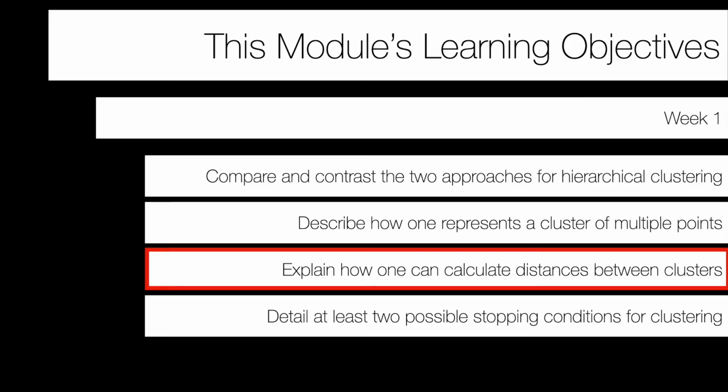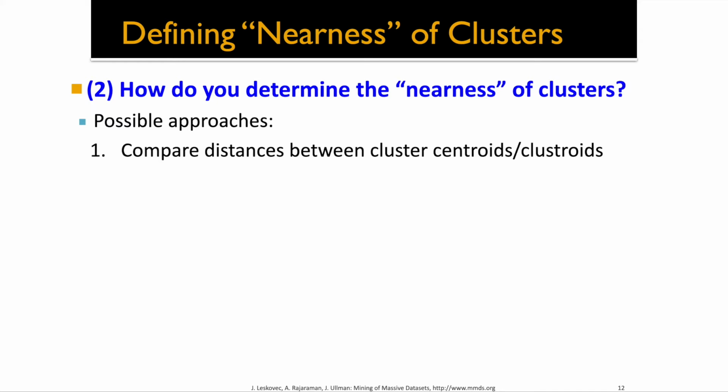Then we talked about methods for calculating distances between clusters. We talked about two approaches. One is just comparing distances between these cluster centroids or clustroids.